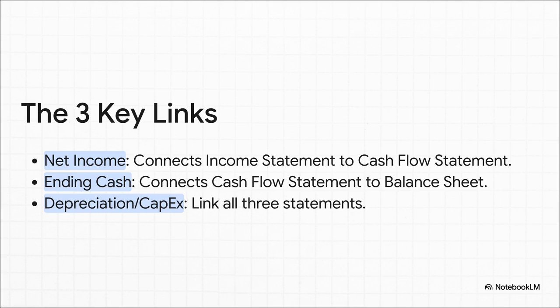You have to master these 3 key links. Net income has to flow from the income statement to the cash flow statement. The ending cash from your cash flow statement has to become the cash balance on your balance sheet. And things like depreciation and CapEx, they link all 3 together. These connections are what make a model a living, breathing thing.